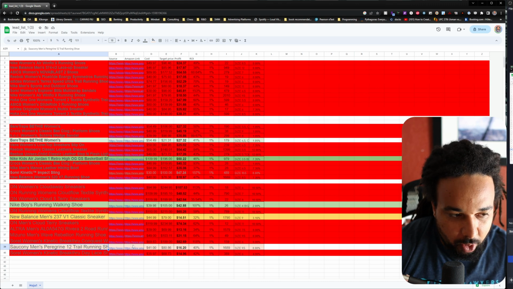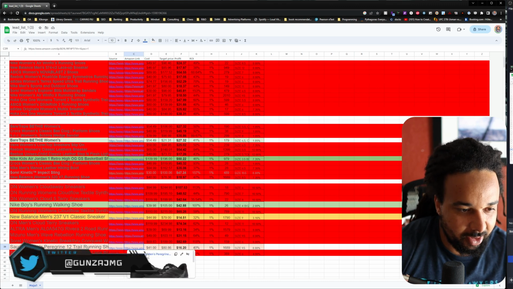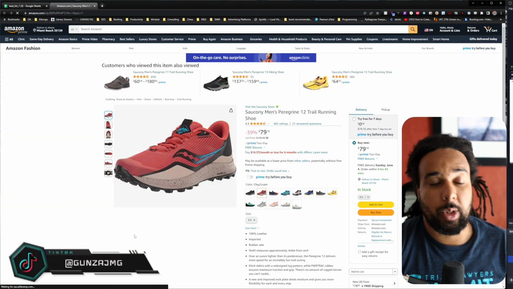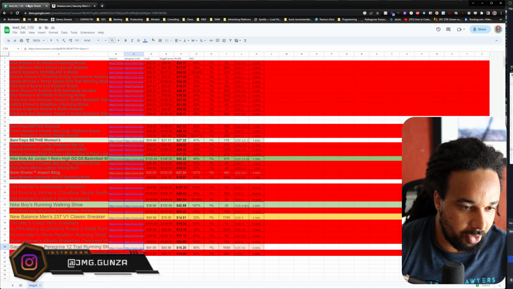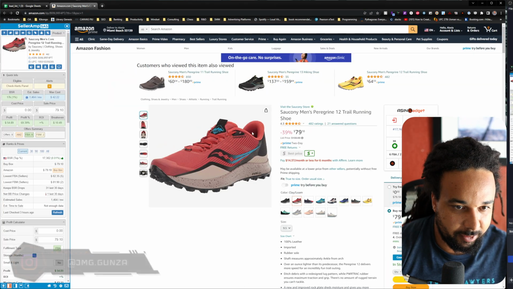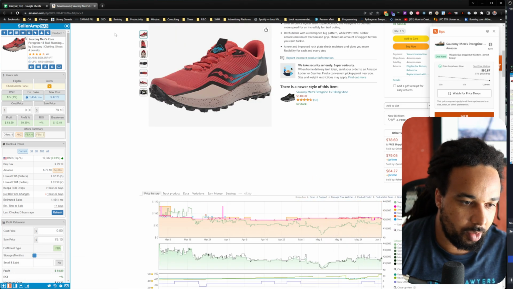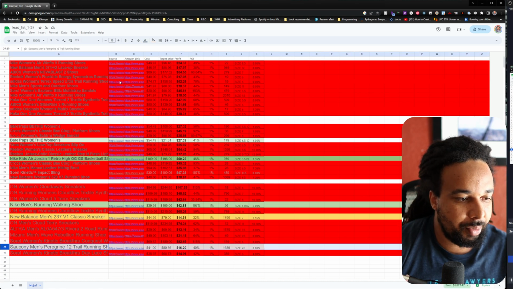And last one. Saucony, Peregrine, whatever. Size 9.5. Okay, last one. Hopefully, it's a great one. Let's see. We were supposed to sell it for $80. It's at $79 right now. Size 9.5. Amazon is on the listing, so we are going to skip this lead. So the verdict is... Let me put it in red.